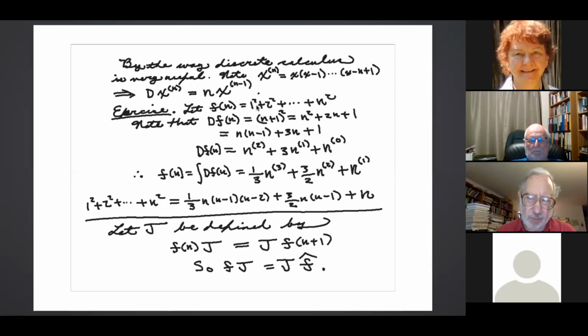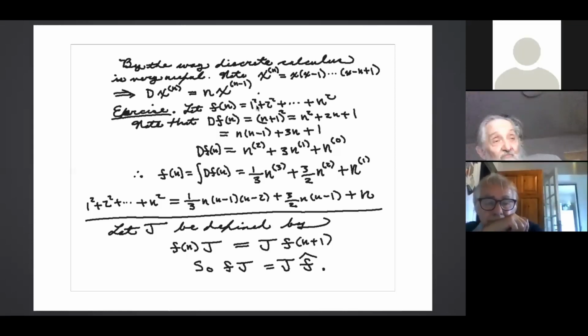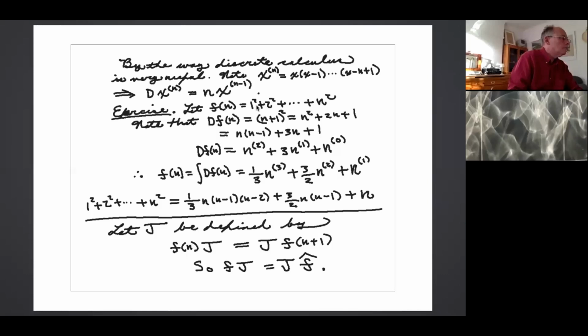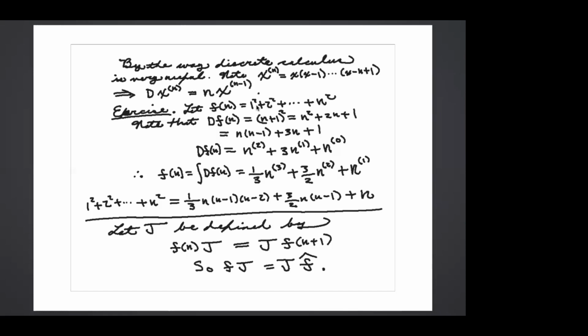But what I want to observe about discrete calculus is that it's also related to non-commutativity. And the way to see that is to introduce a shifting operator, which deals with the fact that we want to look at f of n, but we also want to look at f of n plus 1. And remember, f of n plus 1 is f hat. So I'm going to introduce a shifting operator J, so that fJ is equal to J f hat. If you push it past f, it turns it into f hat.